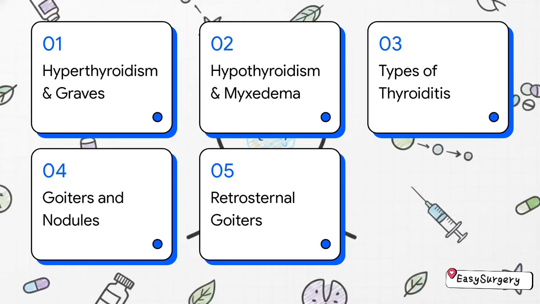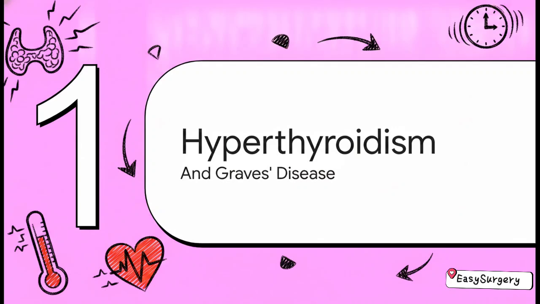To fit all of this into a quick, punchy explainer, we've chunked everything into 5 key sections. We've got hyperthyroidism and Graves' disease, hypothyroidism and myxedema, the 4 types of thyroiditis, diagnosing goiters and nodules, and finally, managing retrosternal goiters.